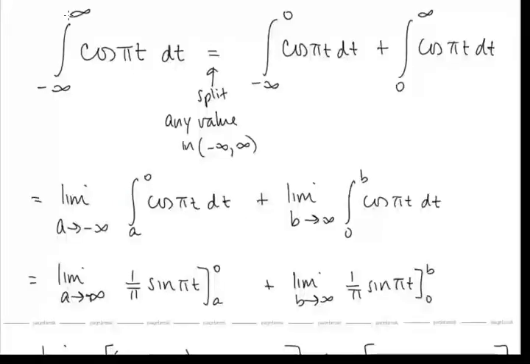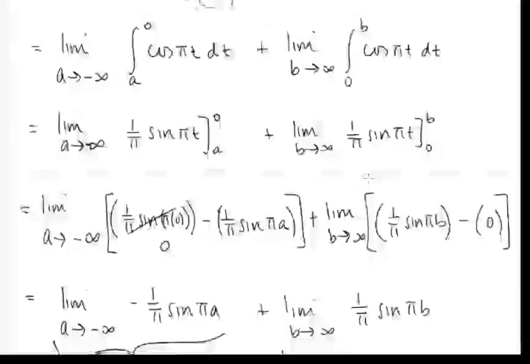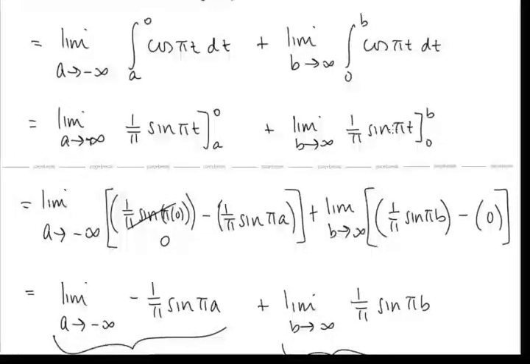Now we said if we have both bounds improper, we could split at any value in that interval. So I like easy numbers, so I'm going to split at 0. And 0 is easy to plug into trig functions too, right? So I've got an integral negative infinity to 0 and the integral 0 to infinity here. Now this negative infinity needs to come off and we need to put an a. Let a go to negative infinity. This positive infinity needs to come off. Let b go to positive infinity, integral 0 to b.